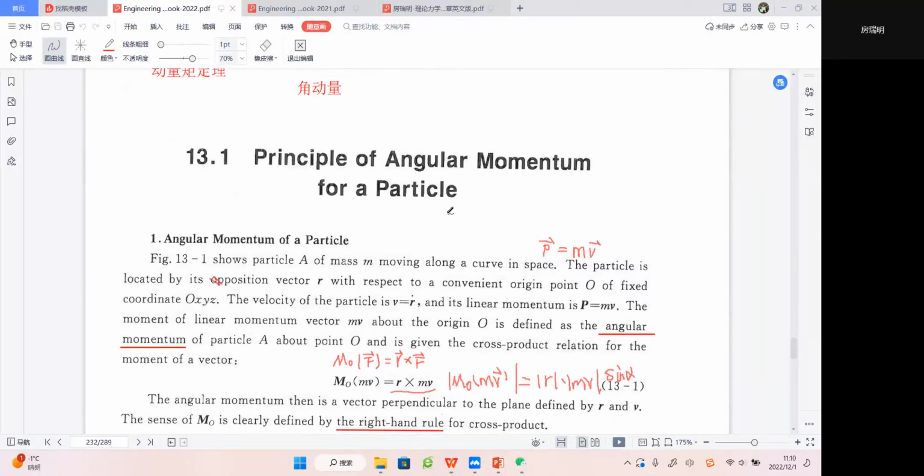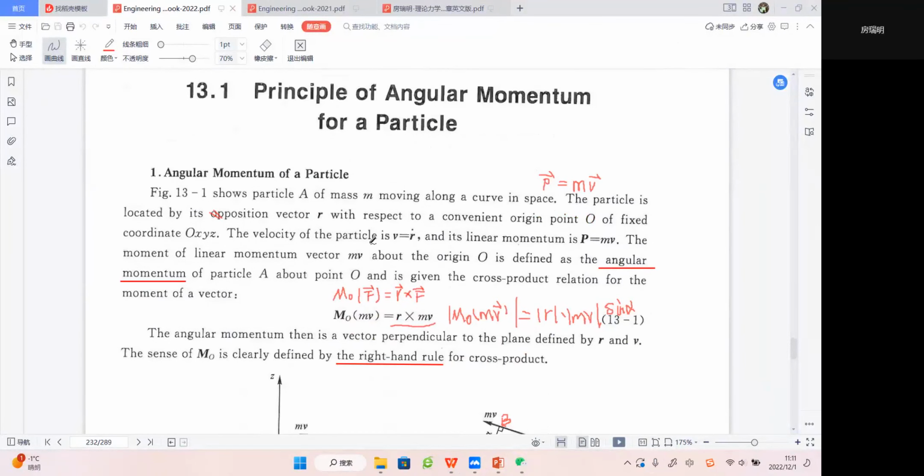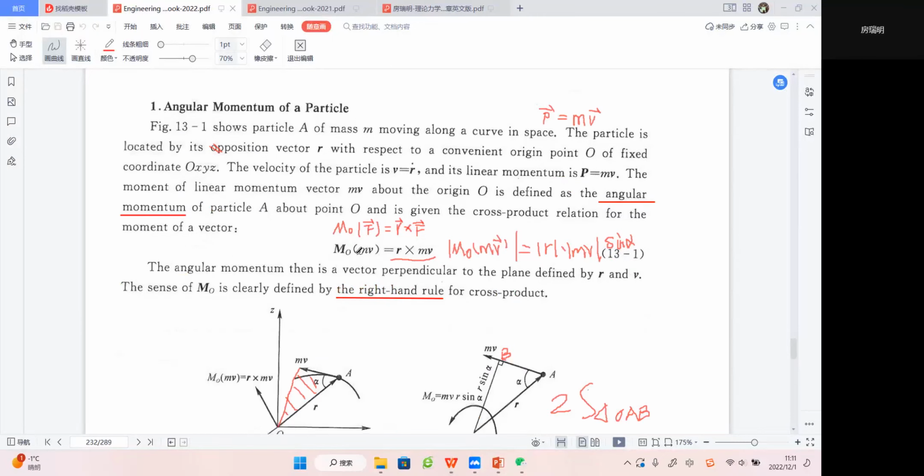So I think it's very good for us to compare, to understand. The moment of a force in space is its moment about a point O. Since F is a vector, you can think about linear momentum, P equals mv, as another vector, right? It can also have a moment about the same point O, with a similar expression: MO = r cross mv.